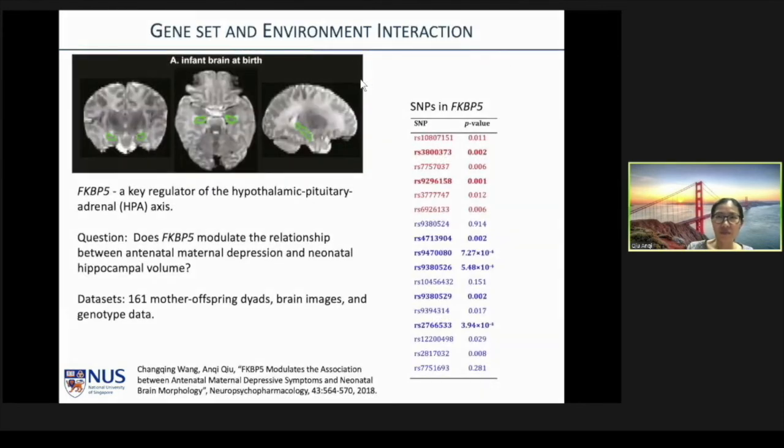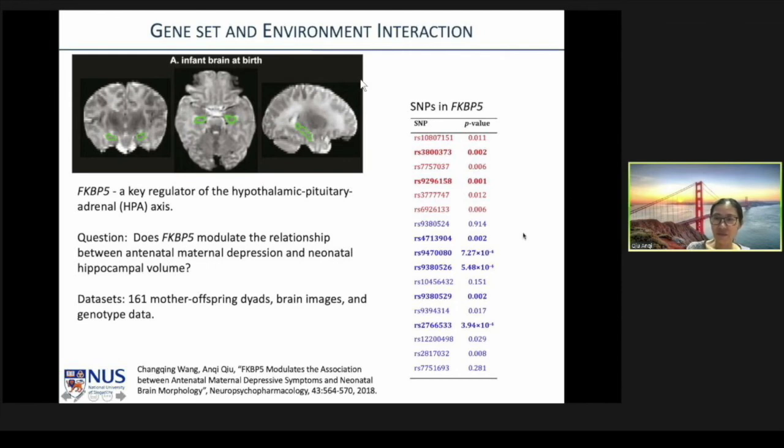To give an example, here we are interested in looking at FKBP5, a gene that regulates the HPA axis. We are looking at its modulation of the relationship between maternal depression and neonatal hippocampus. The data set we have is 161 mother-offspring dyads, with brain imaging data as well as genotype data.